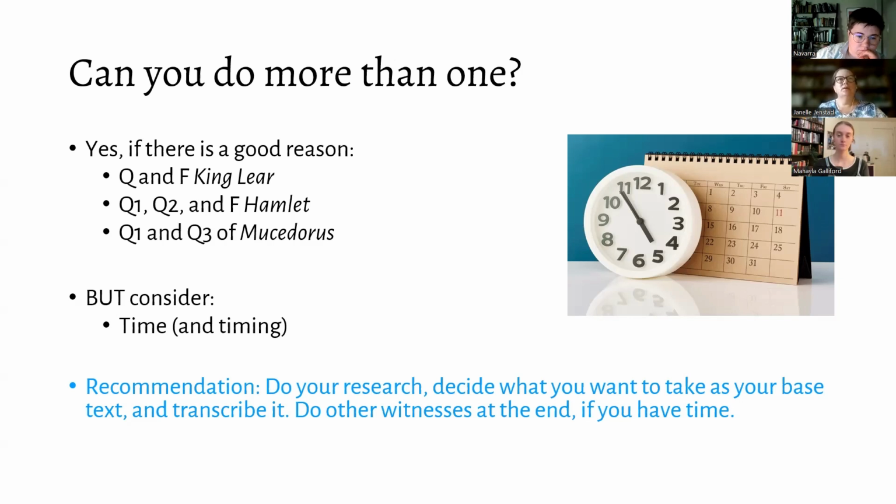We have a Q1 and a Q3 of Musidorus forthcoming in DRE, because Q3 adds scenes that are not in Q1. But before you go down that road, consider how much time you have and the timing of when you do this. We don't want you to get bogged down in doing multiple semi-diplomatic transcriptions. So what we recommend is that you read the textual criticism, decide what you want to take as a copy text, pick a base text, a single witness of that copy text, and transcribe it. You can do other witnesses at the end if you have time.